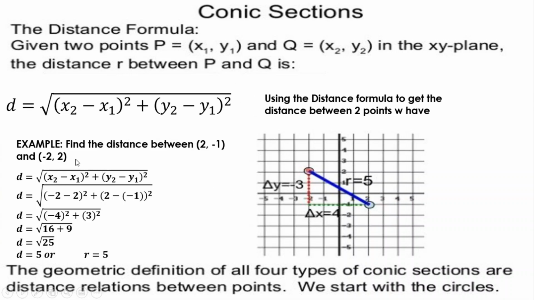So here is an example. Find the distance between 2 points. The first is 2 and negative 1, and the second is negative 2 and positive 2. So the formula, d is equal to the square root of x sub 2 minus x sub 1 squared plus y sub 2 minus y sub 1 squared. Then substitute it. D is equal to the square root of negative 2 minus 2 squared plus 2 minus negative 1 squared.